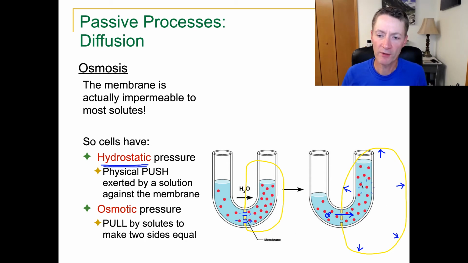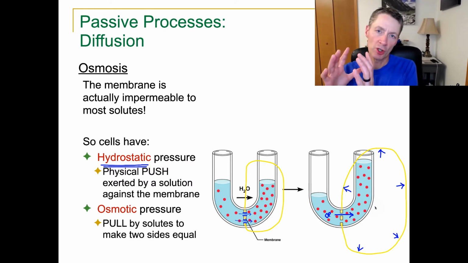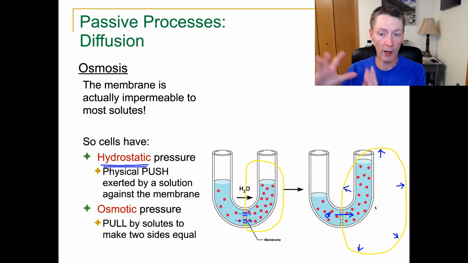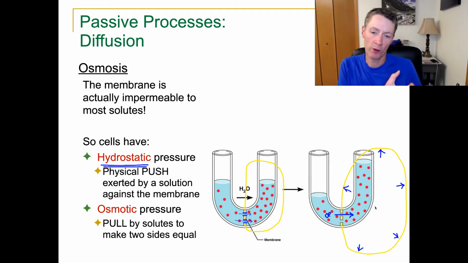All of these red dots that are found inside the cell are kind of like a sponge. The fact that it's still concentrated inside of that cell or on the right side of that tube means that it's going to be soaking up that water, pulling that water in. This is called osmotic pressure. And it will continue to do that until the two sides are equal. Okay? So we have hydrostatic pressure, a physical push, and we have osmotic pressure, a pull, a tendency for water to move into this cell because it's more concentrated with sodium on that side. Okay?